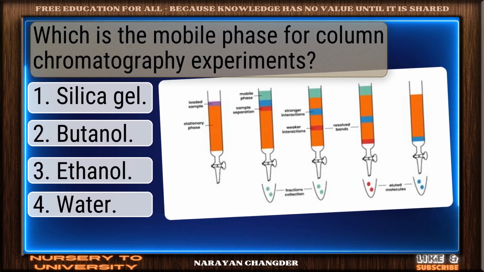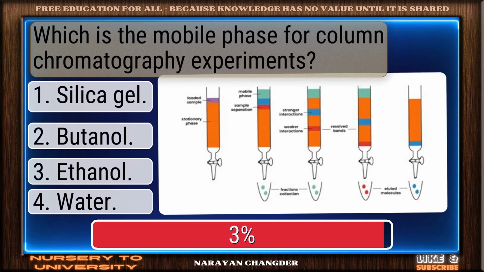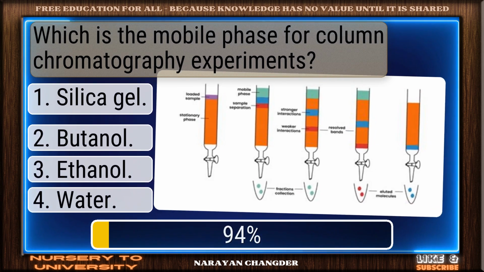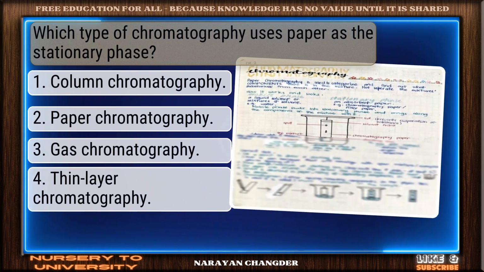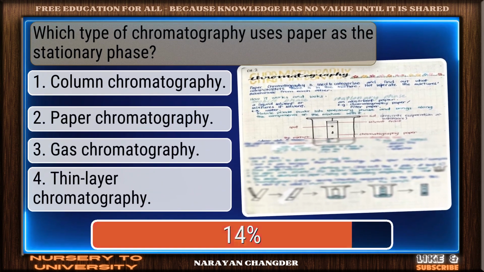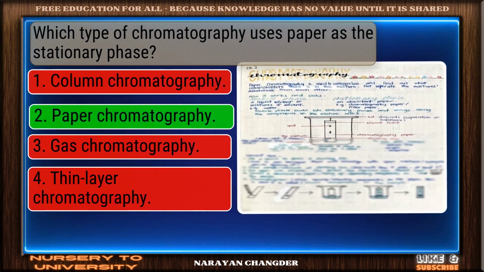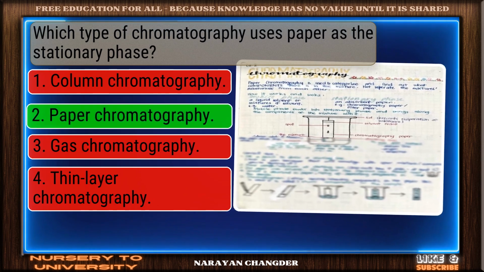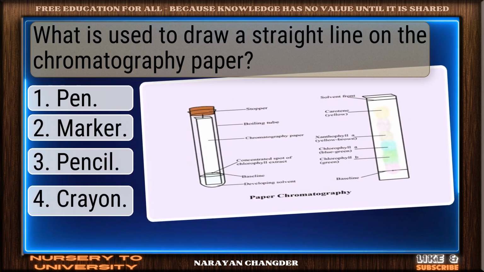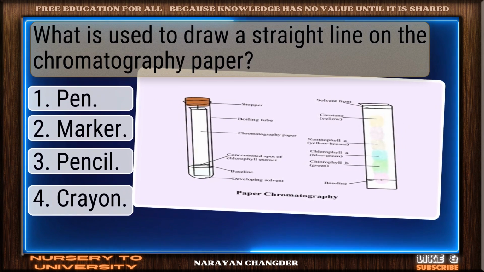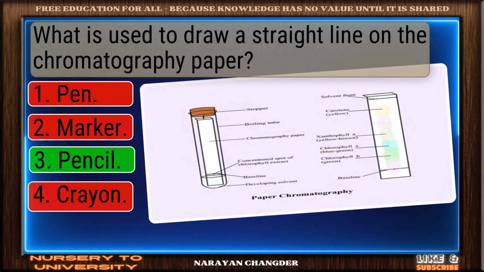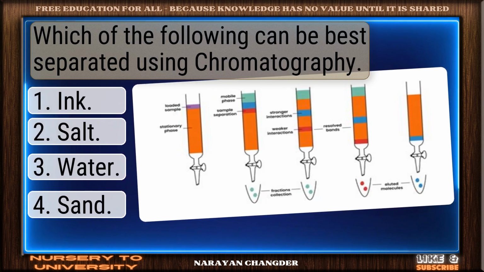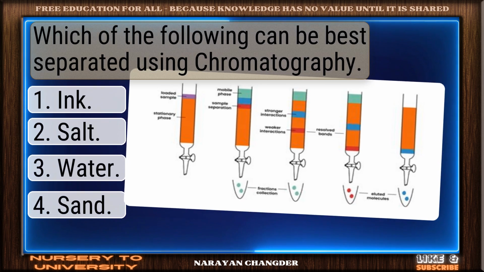Which is the mobile phase for column chromatography experiments? You got it, ethanol! Which type of chromatography uses paper as the stationary phase? Valid point, paper chromatography. What is used to draw a straight line on the chromatography paper? Pencil, well done. Which of the following can be best separated using chromatography?